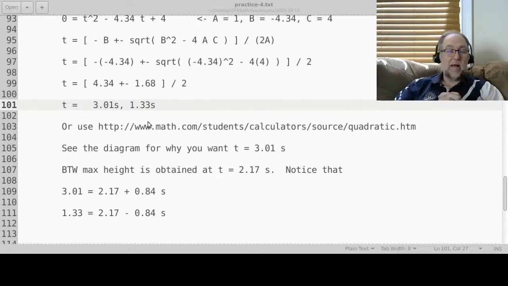Now you've got two numbers there, and two times, and usually one of the times is positive and the other one's negative, and you go, oh, I'll choose the positive time. But this time they both turned out to be positive. And you say, well, how do I decide?